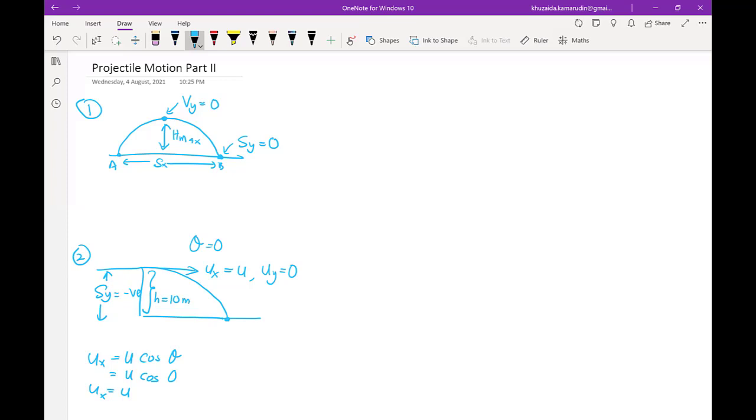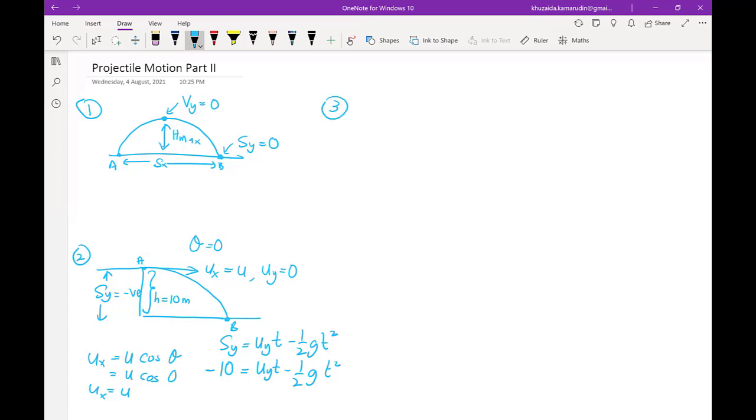So bila you gunakan equation sy equals to uyt minus half gt square contohnya, so you should substitute negative 10 equals to, yang lain tu macam biasalah, masuklah nilai yang sepatutnya. Okay, alright. So the sy will be negative. Sebab apa? Starting point is above the end point. Okay, A, B dekat sini. So ni ketinggian ataupun level A lebih tinggi daripada B. Alright. The next one.